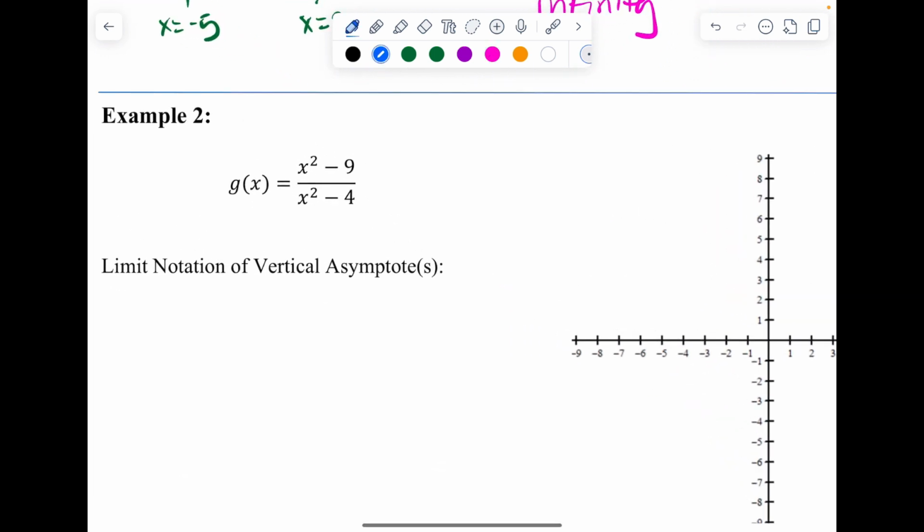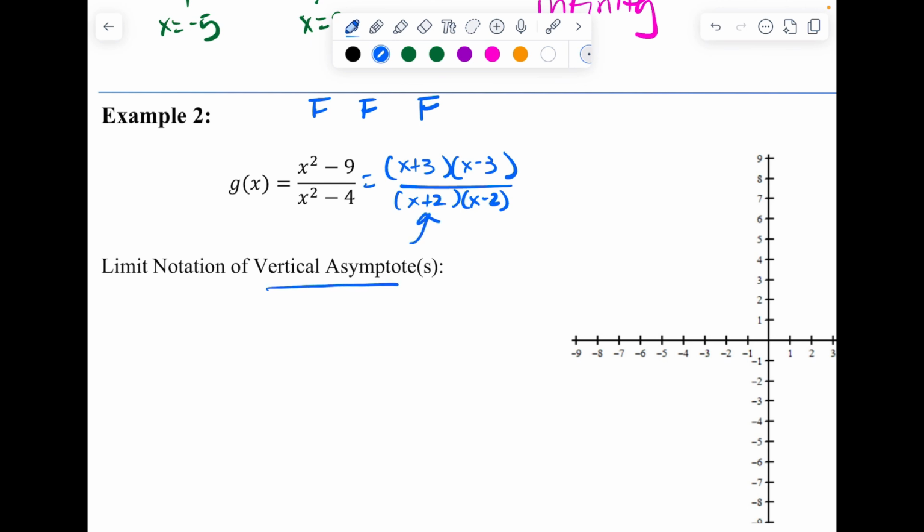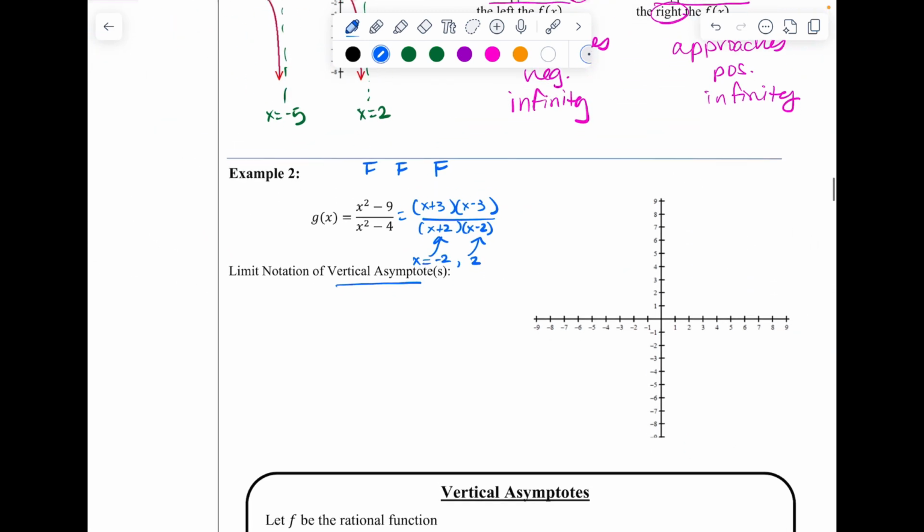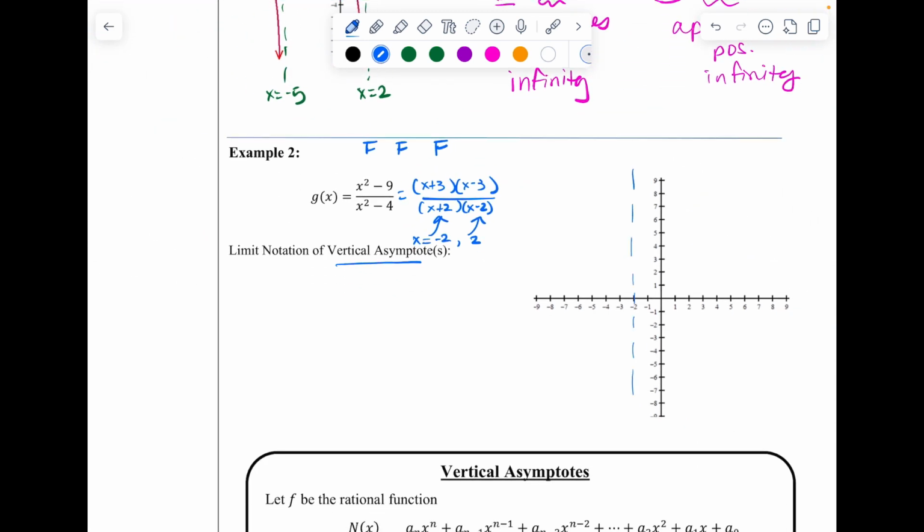Secondly, for example number 2, again, remember factored form first. Let's factor this. This is a difference of 2 squares, x plus 3, x minus 3. In the denominator, we also have a difference of 2 squares, x plus 2 and x minus 2. We see here that there are some vertical asymptotes, in the denominator where x is at -2 and +2. So I would say there's a vertical asymptote here at -2, and a vertical asymptote here at +2. So the limit as x approaches -2 from the left, what is g of x doing?